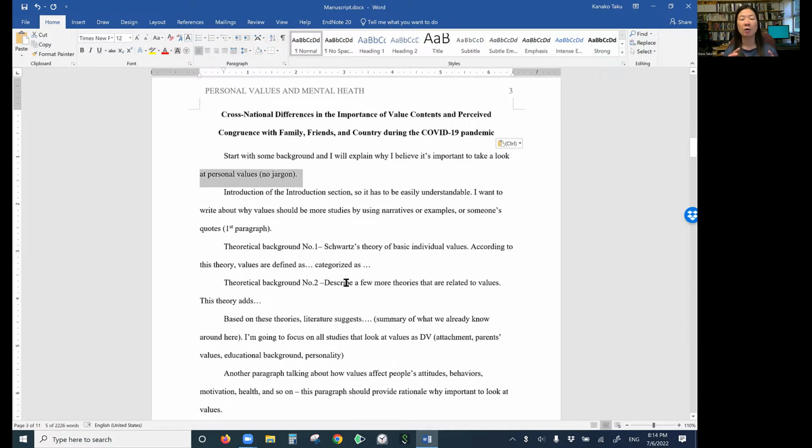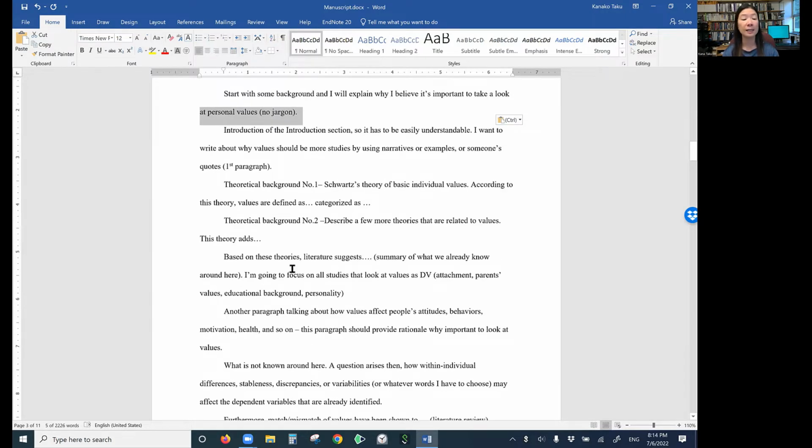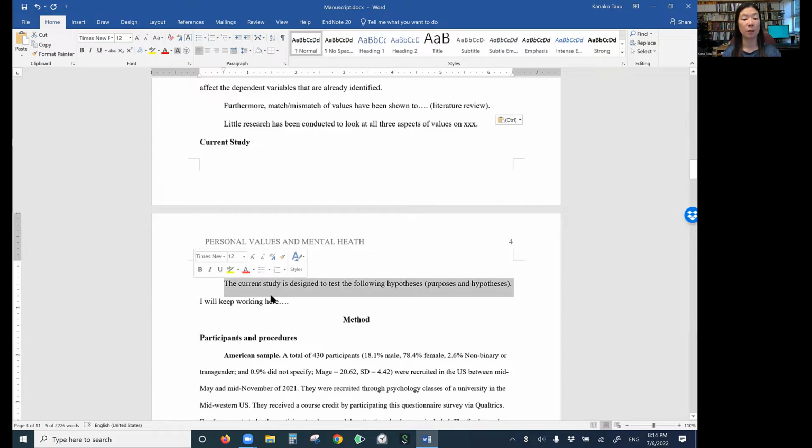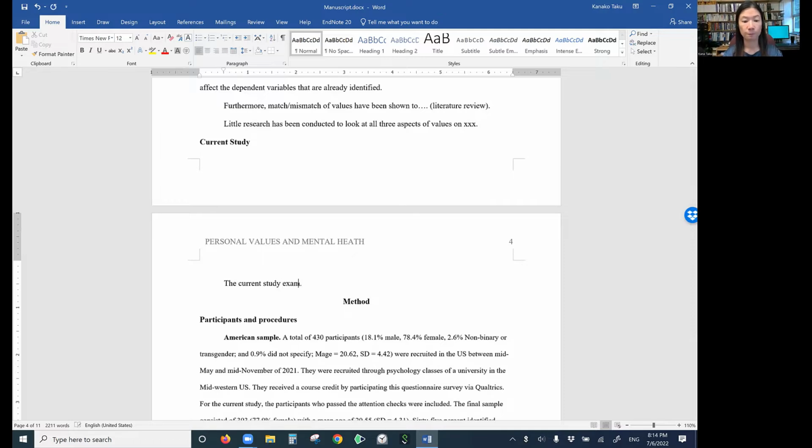All I want to do is, because I already have the main results, convince my readers, the reviewers and the editors, why I wanted to report those results, why I did that kind of analysis. I wanted to show the background, why it is important, why I wanted to fill the gap in the literature, what kind of gaps I identified. And then in the current study, I wanted to talk about the purpose. So the current study examined... I just want to say the current study tested the following three hypotheses.